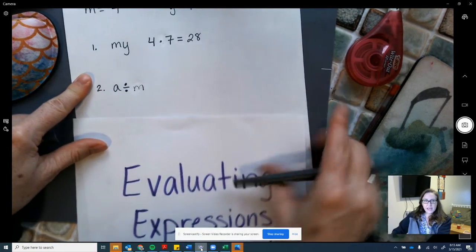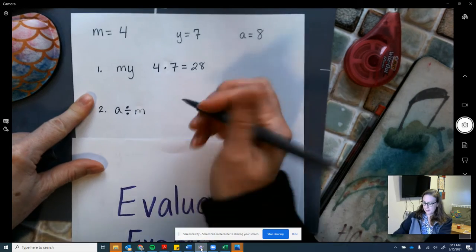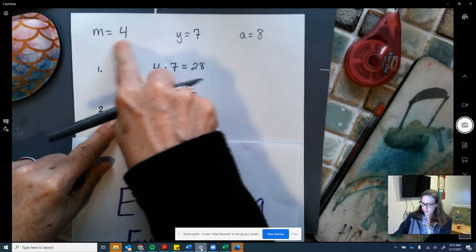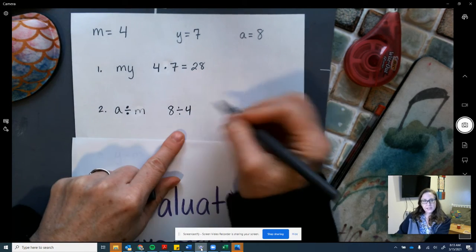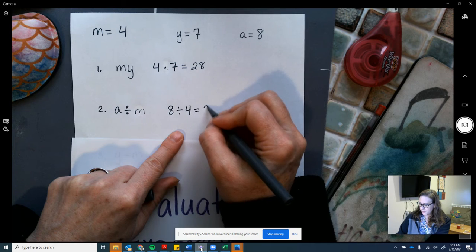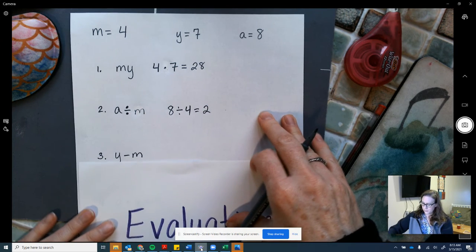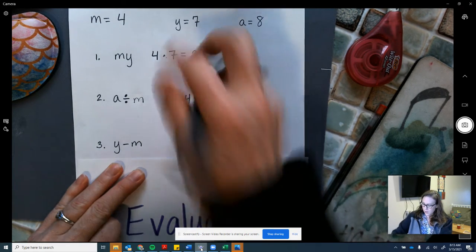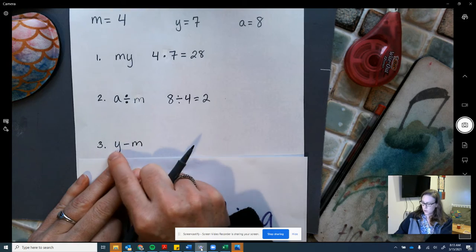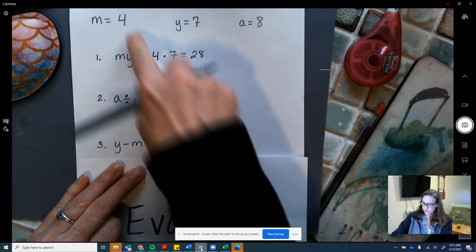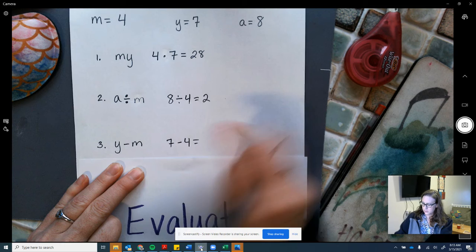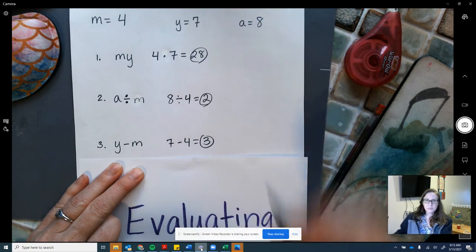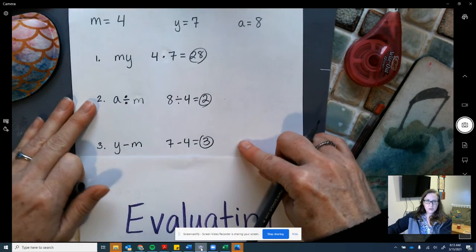The next one is A divided by M. Okay, we're going to rewrite it. A is 8 divided by M, which is 4. 8 divided by 4 is 2. Y minus M. Okay, we're going to rewrite it where Y, not divided by, sorry, that's a subtract. Y is 7, subtract 4. 7 minus 4 is 3. I like to make my answer stand out.